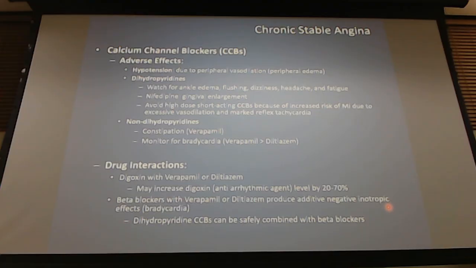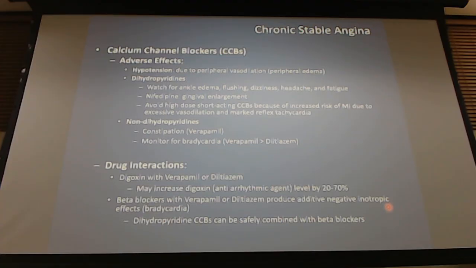So we typically will measure our dig levels. And if you start a calcium channel blocker on a patient who's already on digoxin, please make sure that you're monitoring their digoxin levels to see how it's going to affect that level, because 20 to 70% is a huge range. Where are they? Where is that patient on that scale of variability, right? Because that's huge. So that's the bigger ones that I wanted you to look at there.